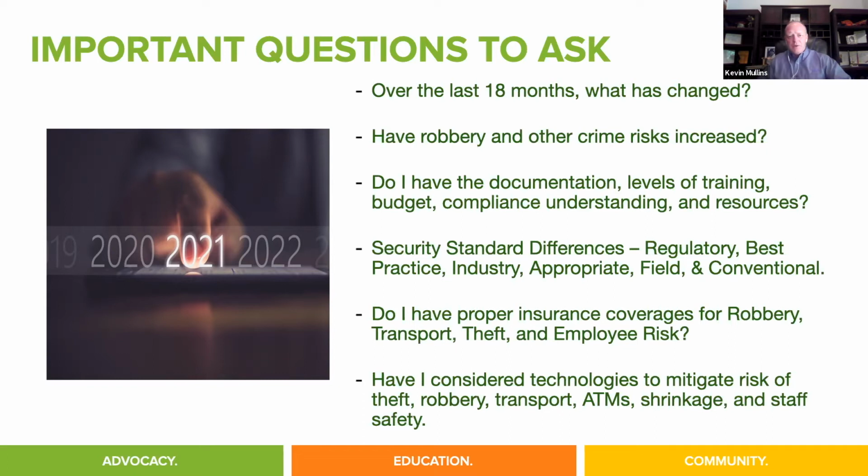This ties into, do I have the proper insurance coverages for robbery, transport, theft, and employee risk? And I encourage you to go back, look at what your limits are, look at what's being covered there. Transport is a huge piece. We talked to different companies that we're working with, and they're transporting large sums of cannabis, large sums of cash, but they have little or no transport coverage. So that's a concern to your operation. That's a concern to you personally.